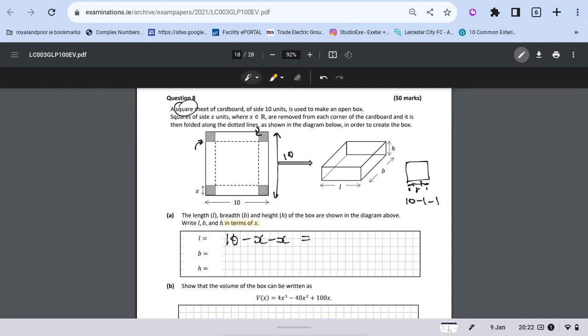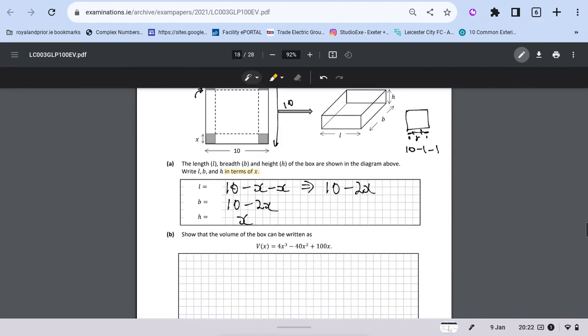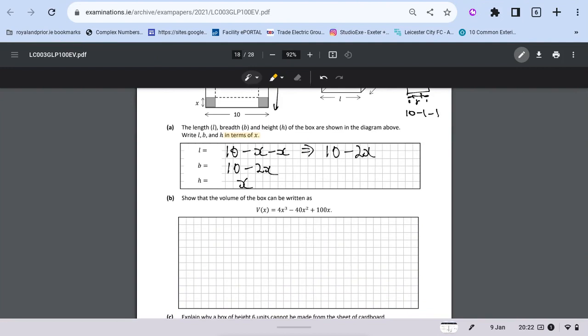And that simplifies. Minus x becomes minus 2x. 10 minus 2x. Your breadth is the same. And then your height is how much it folds up. It folds up x centimeters, which is your height. That's tough. Show that the volume of the box can be written.